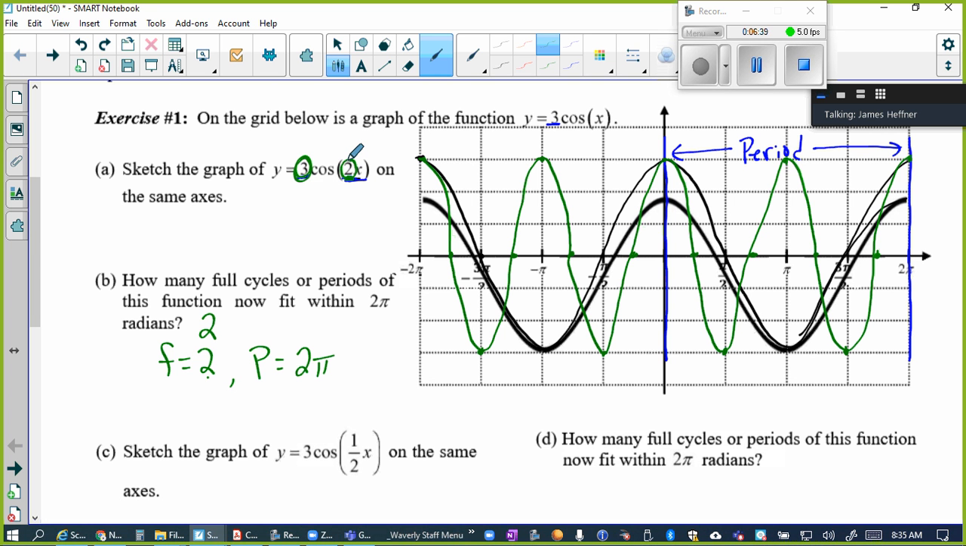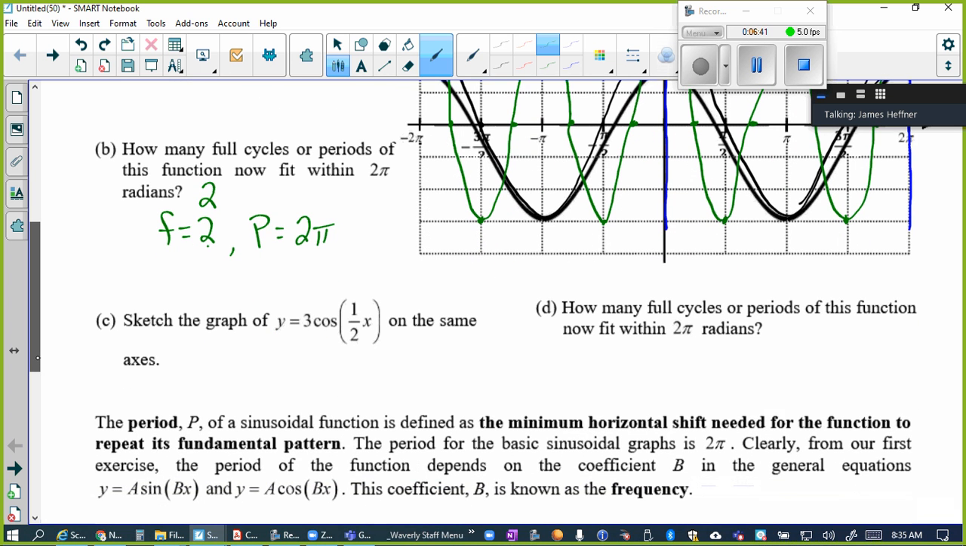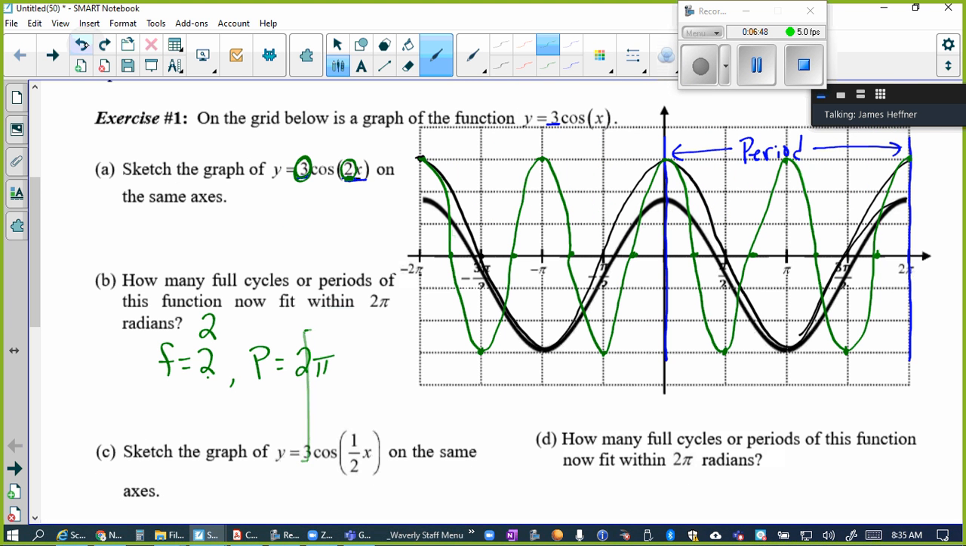Okay. Let's look at the next one here. Sketch a graph of y equals 3 cosine of 1/2 x. So we still have 3 for our amplitude, right? But what do you think this is going to do to the curve? It would half it, meaning that there's going to be only 1/2 of the period. Yeah, wouldn't it reduce the frequency, right?